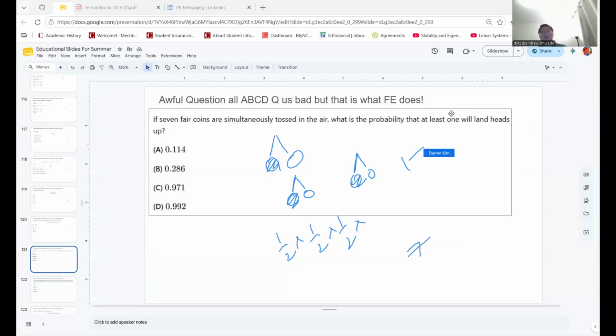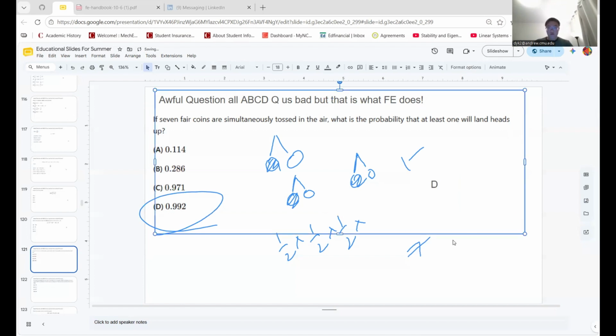Which is everything else. You grab your calculator here and do, I believe, 0.5 to the 7th power, and then you do -1. And I know it's going to give you a negative version, but you can just reverse it. So 0.992, basically. That one is D.